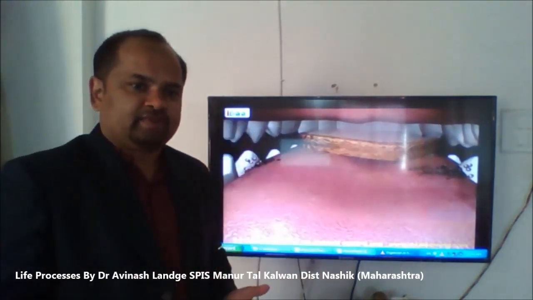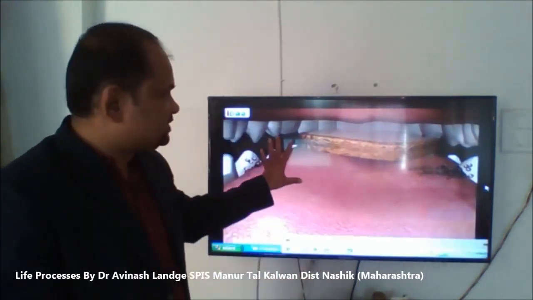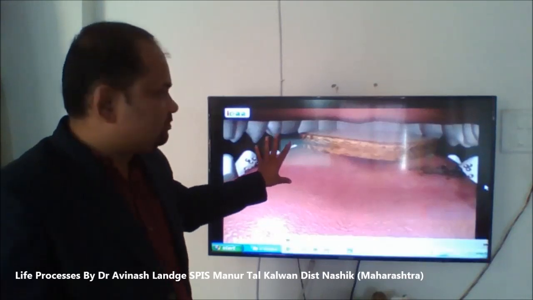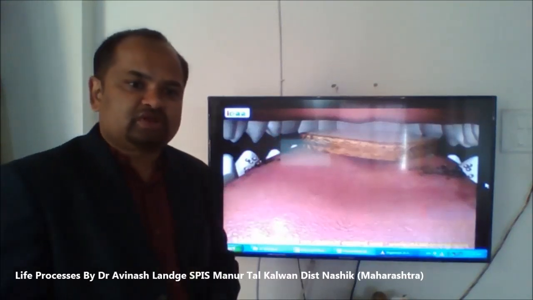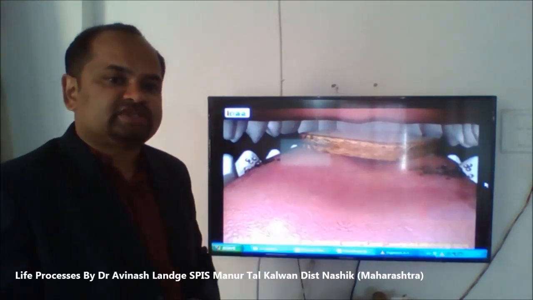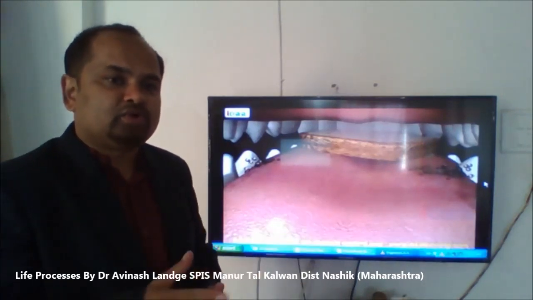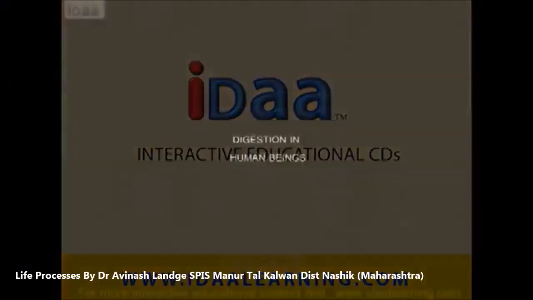Mastication of the food takes place in the buccal cavity, and for that the tongue, which is a muscular part, helps in mastication of food and guiding the food towards the esophagus.